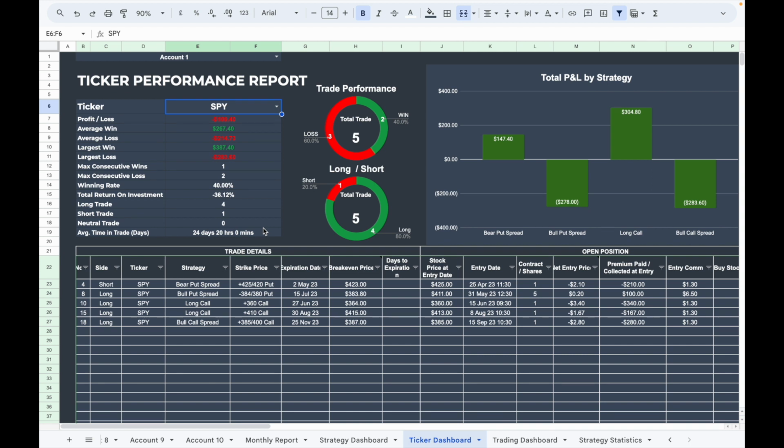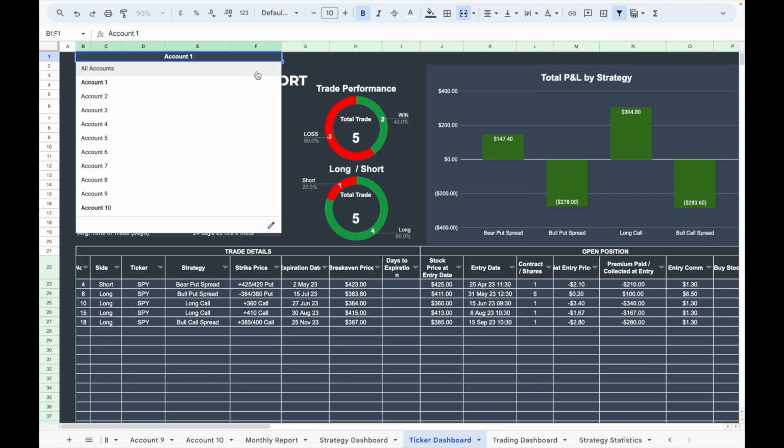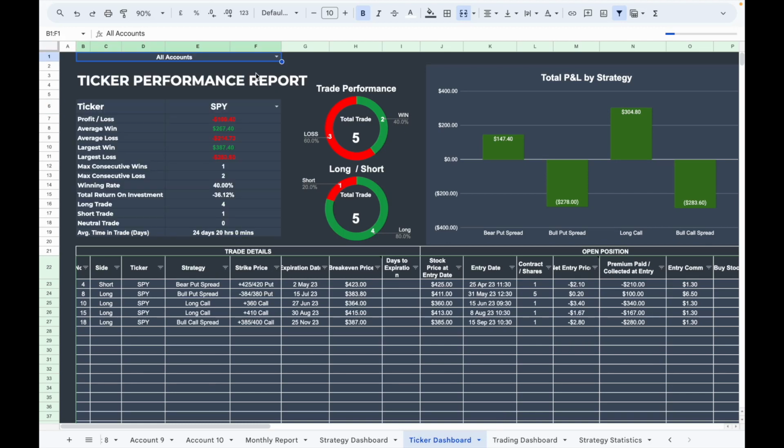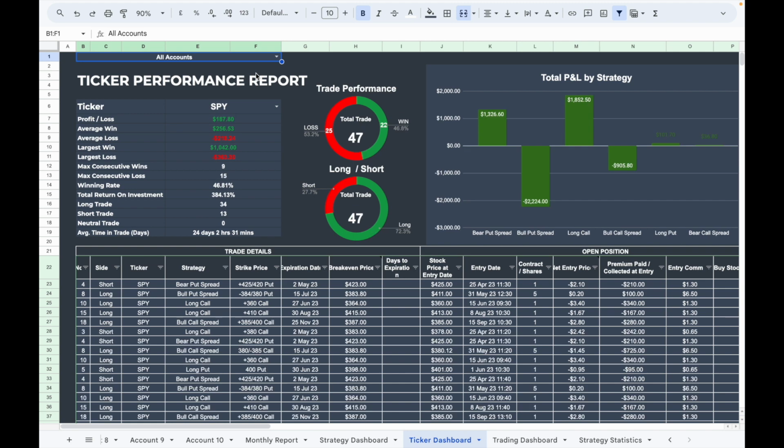First, select the account name from the top left corner and then select the ticker name from the drop-down list and it will list out all the trades taken associated with the stock ticker. You can also select all accounts to view the overall statistic across all accounts when trading a particular stock. It will also show the summary and statistics such as profit and loss, win rate, and average return per trade.